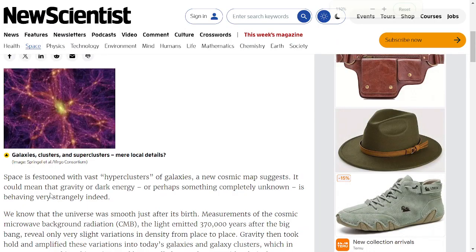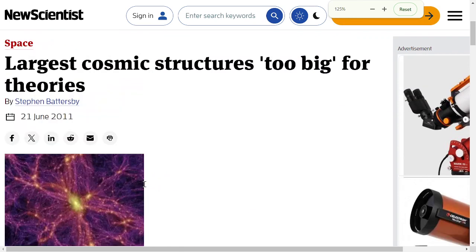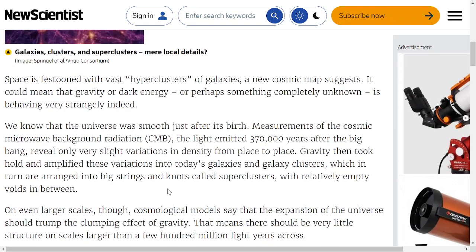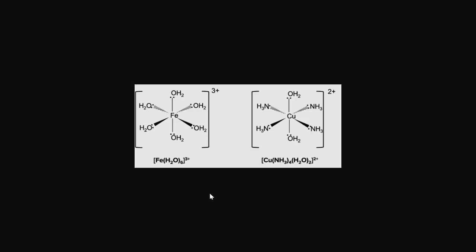And the article is saying space is festooned with hyperclusters. The article seems to be from 2011. Etc., etc. Well, we know it was smooth just after its birth. Please, come on. But there we go.